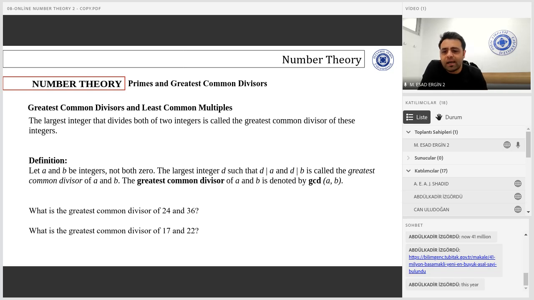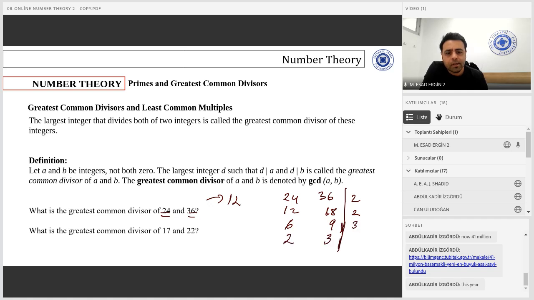Thank you, Abdülkadir. And what is the greatest common divisor of 24 and 36? It is actually very obvious to see, which is 12. Why? Because as you remember from here, as you see, the common divisors are here, and if you multiply these 3, it will be 12. So this is the common divisor.